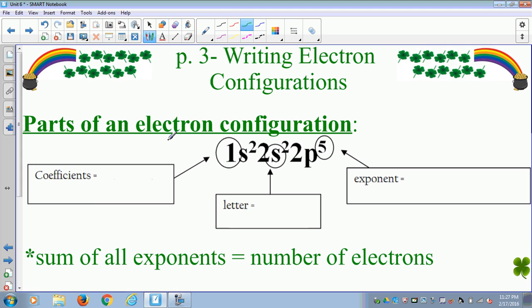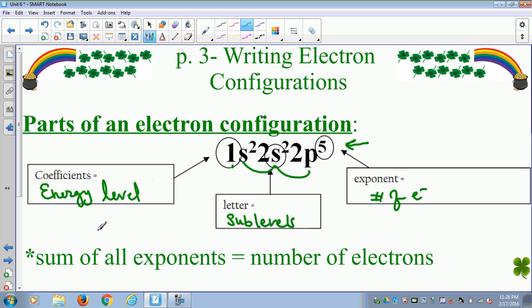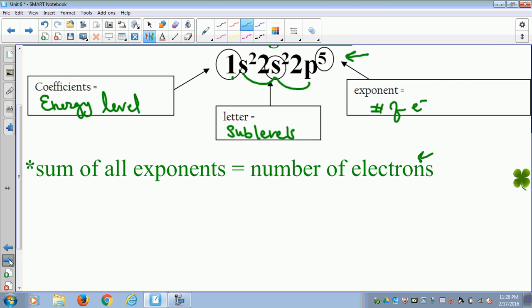When we do the electronic configuration, it will be written out like this: 1s2, 2s2, 2p5. I'll teach you how to come up with this. The number up in the front is called the coefficient, and it gives you the energy level. The letters s and p represent sub-levels. And these exponents represent the number of electrons. So the sum of all the exponents is the total number of electrons. This is what you need to know for these notes.